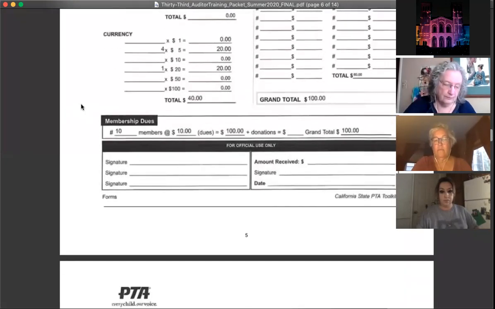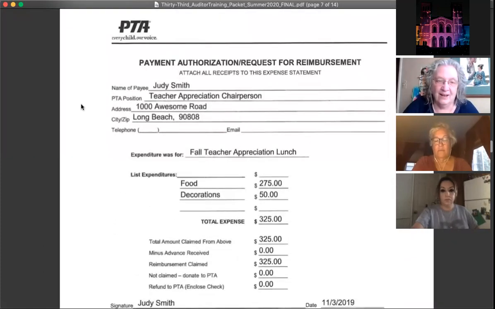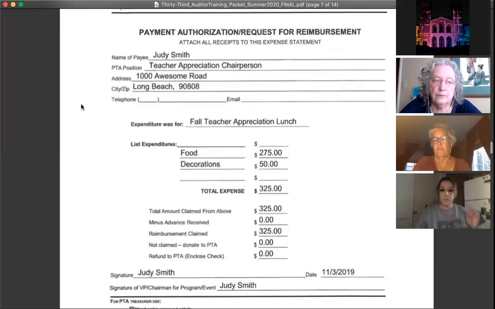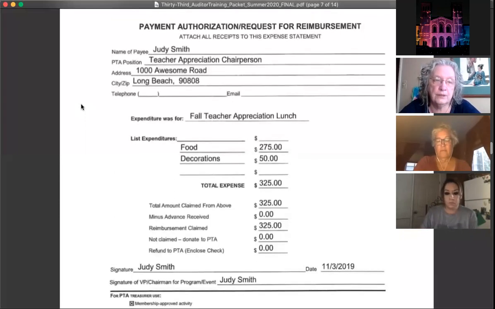Going down. Okay, and this is the check payment authorization or request for reimbursement. This is when a person expends money on behalf of the unit and they're requesting reimbursement. I made this example of teacher appreciation. The chairperson has spent money on food and decorations for the teacher appreciation lunch.